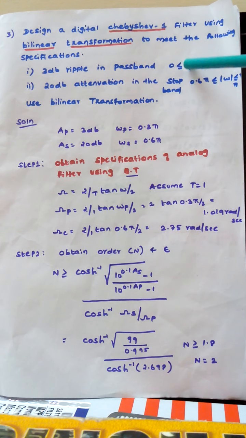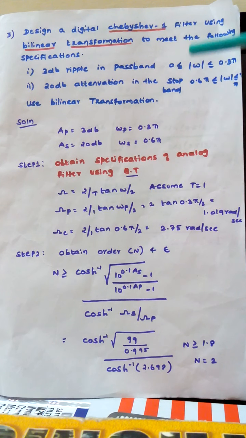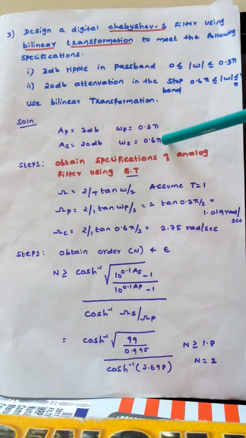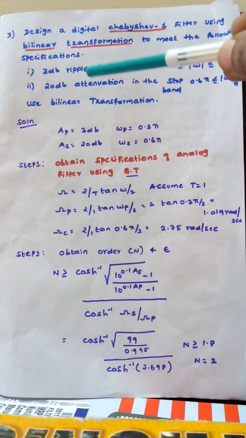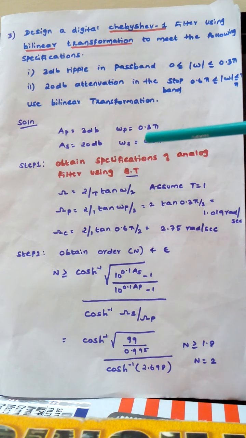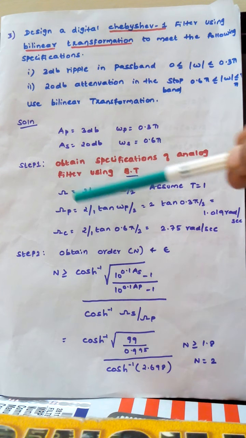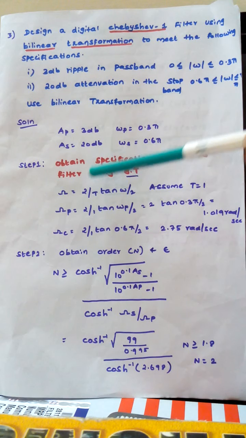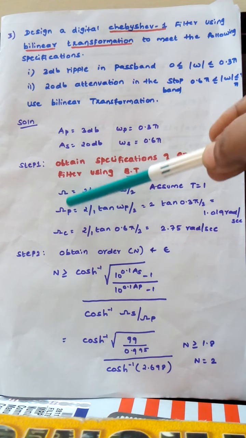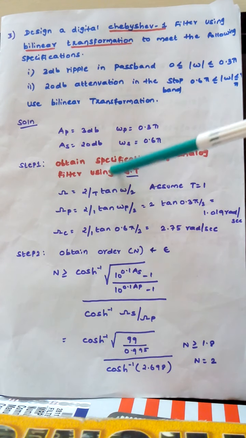Whatever they have given here, you have to check that it is in digital frequency. So omega P they have given as 0.3 pi, omega S as 0.6 pi, AP as 3 decibel, and AS as 20 decibel. First we have to convert this into an equivalent analog filter specification, so we have to convert this digital filter into analog frequency. So omega equals, use bilinear transformation.